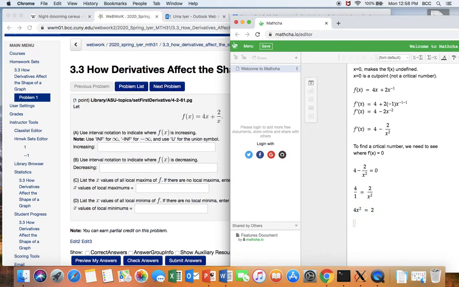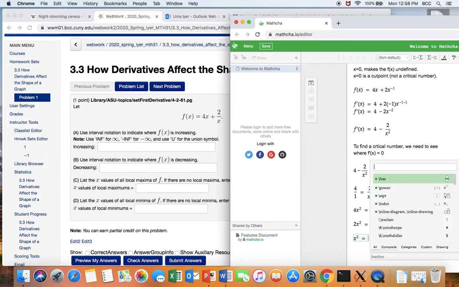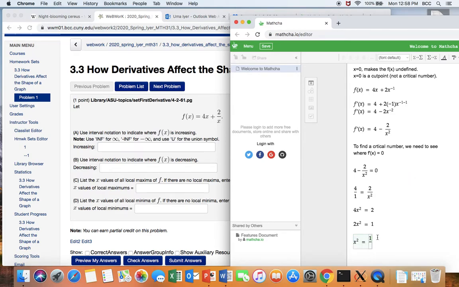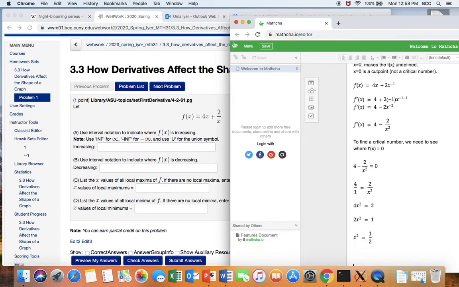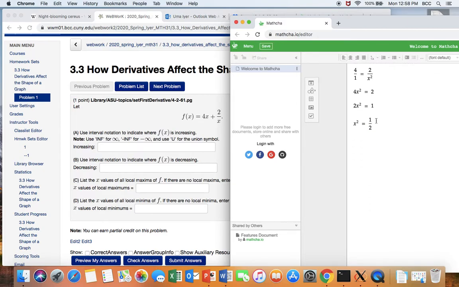So let me divide both sides by 2. 2x to the power 2 equals 1. Looks like it's getting close. So x to the power 2, dividing both sides by 2, I get a fraction, 1 upstairs, 2 downstairs. This tells me what?